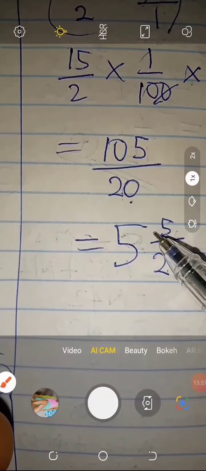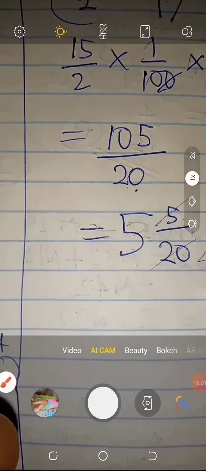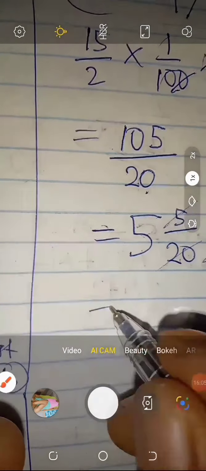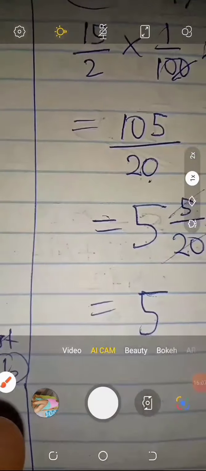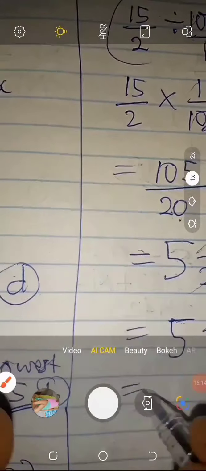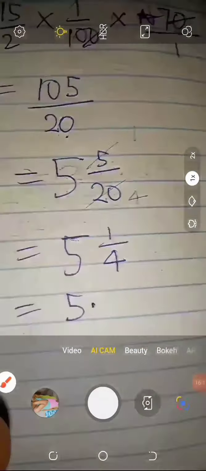Of course, you can cancel that. The 5 remaining will be 5 over 20, so we can actually cancel that. 5 can divide 20 4 times. So we'll be having 5 whole number, 1 over 4. So by the time you change 1 over 4 to decimal, we have 5 as a whole number. When you change 1 over 4 to decimal, let's do that.